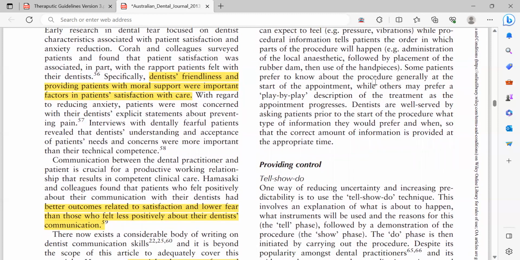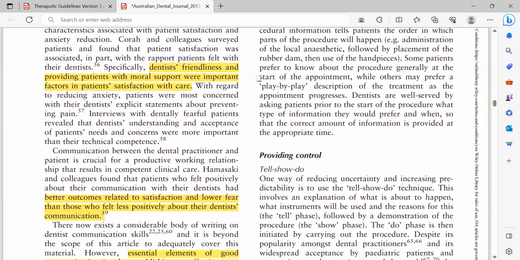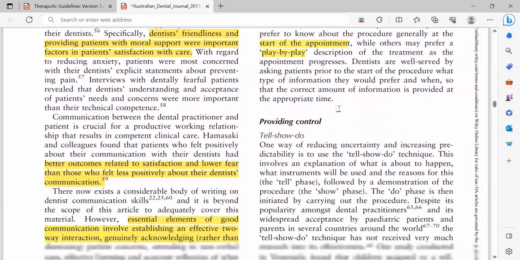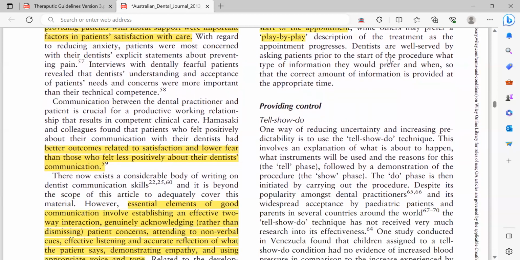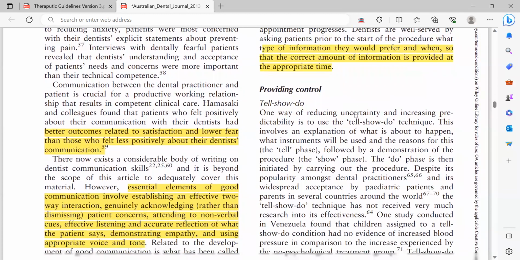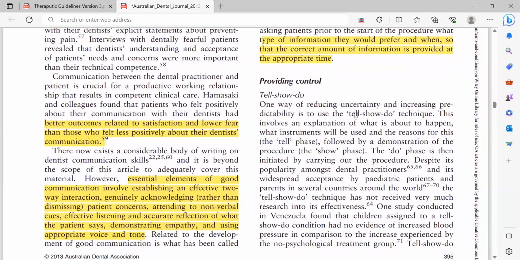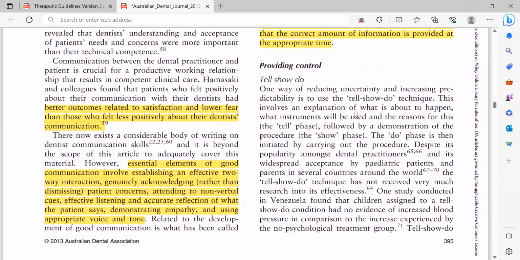Some patients prefer to know about the procedure generally at the start of the appointment, but some like to know play by play, at each step. And dentists are well served by asking patients prior to the start of the procedure what type of information they would prefer and when, so that the correct amount of information is provided at the appropriate time. So you need to ask your patient what their expectations are and what they want us to do, play by play or all the information at the start.